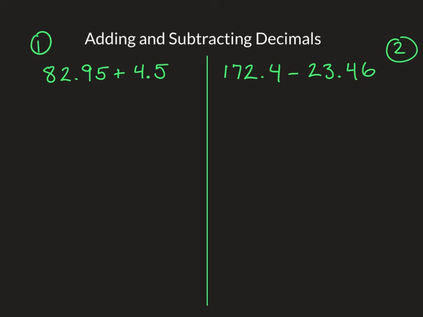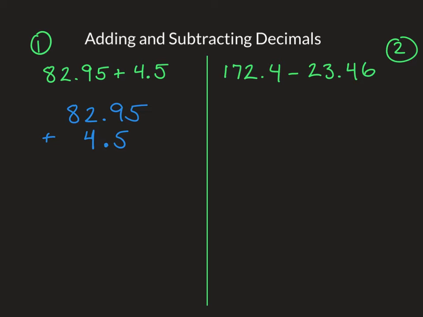So if I go ahead and do the first problem, 82 and 95 hundredths plus 4 and 5 tenths, I'm going to have to line up the decimals. And so the 4 is in the ones place, which is directly to the left of the decimal, and that 5 is in the tenths place, directly to the right of the decimal. Okay, and we can see that our decimal points are lined up, which also lines up our place values.